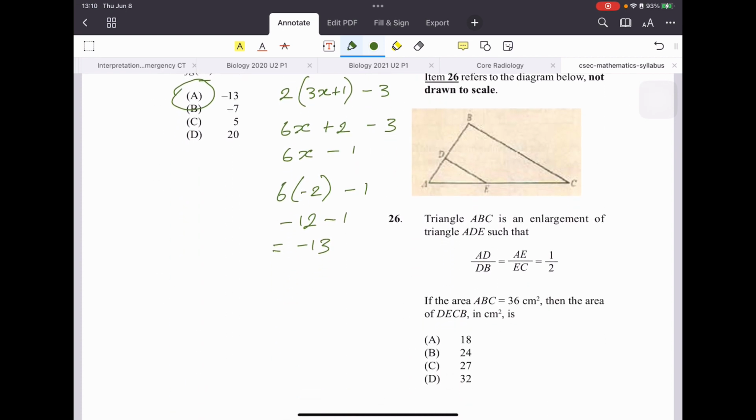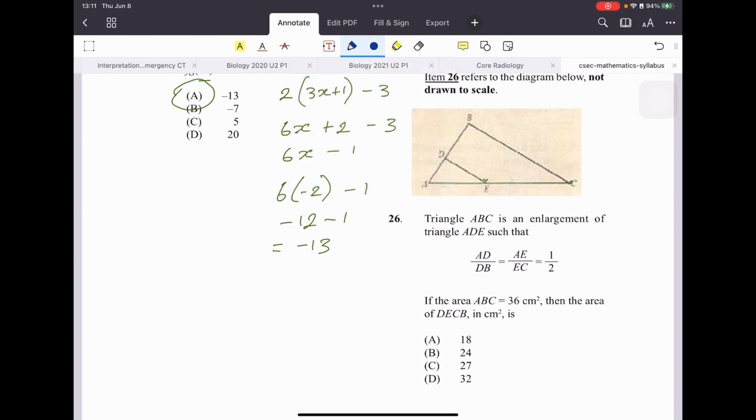Okay, so this is a very tricky question if you don't know your rules with how vectors and also how enlargement works with scale factors. So triangle ABC, which is the big triangle ABC, is an enlargement of triangle ADE such that the scale factor is essentially 2. Well, not actually, sorry, that's my mistake. The length of AD, right? So DB, let me change the colors because it gets very tricky.